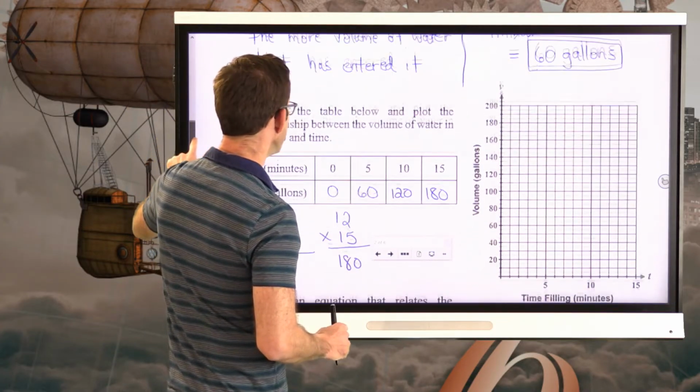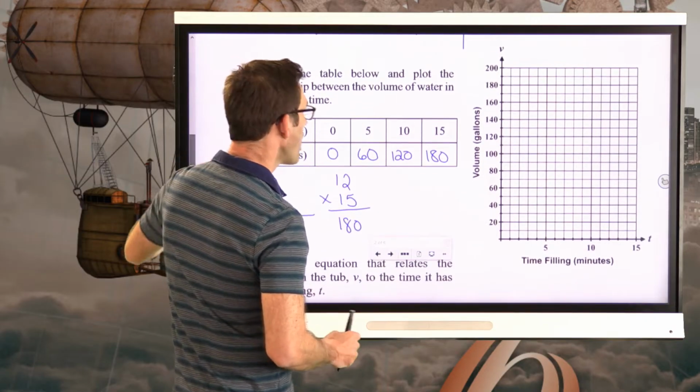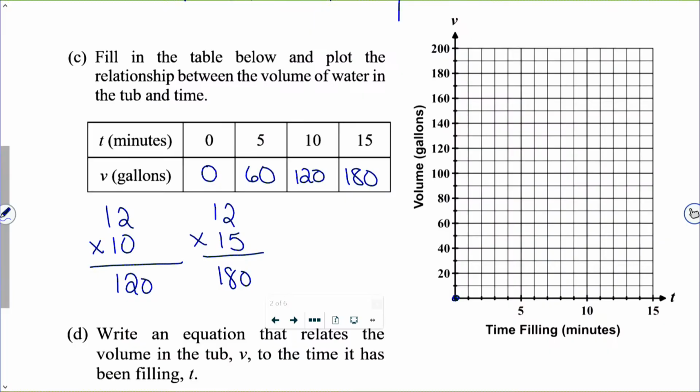Bathtub. Okay, bathtub. I'm going to say that'd be a very small pool. All right, so after 0 minutes, we have 0 gallons. After 5 minutes, we have 60 gallons. After 10 minutes, we have 120 gallons. And after 15 minutes, we have 180 gallons.